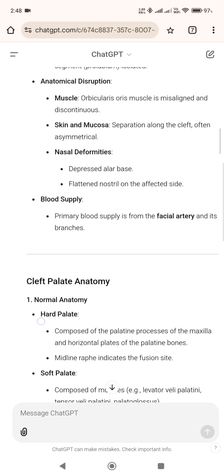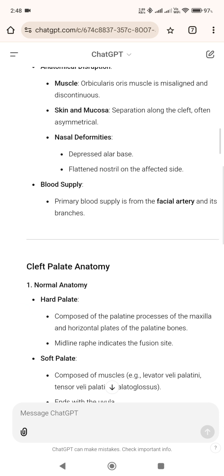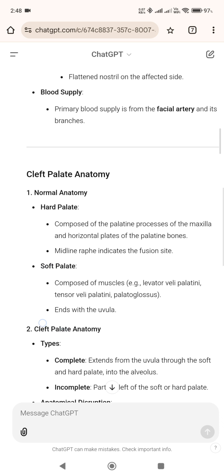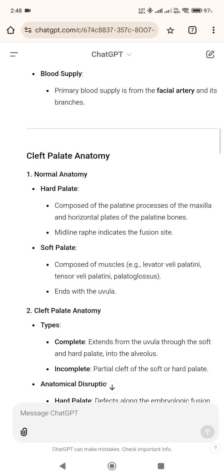Cleft palate anatomy. 1. Normal anatomy. Hard palate, composed of the palatine processes of the maxilla and horizontal plates of the palatine bones. Midline raphe indicates the fusion site. Soft palate, composed of muscles, e.g., levator veli palatini, tensor veli palatini, palatoglossus, ends with the uvula.